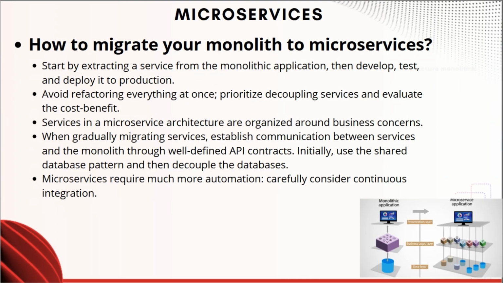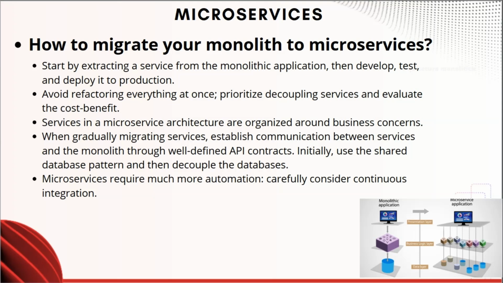And how to migrate from a monolith to microservices. First, you extract a functionality from your monolith, move it to a microservice and test it. Avoid refactoring everything at once. You should first think about decoupling the service from the monolith. When starting to migrate your monolith to microservices, you should always first consider the business rules and not necessarily the technology.